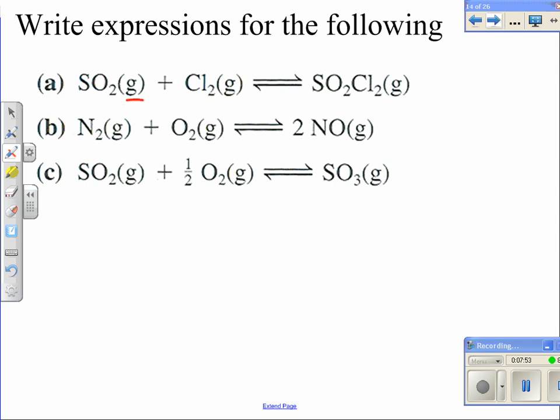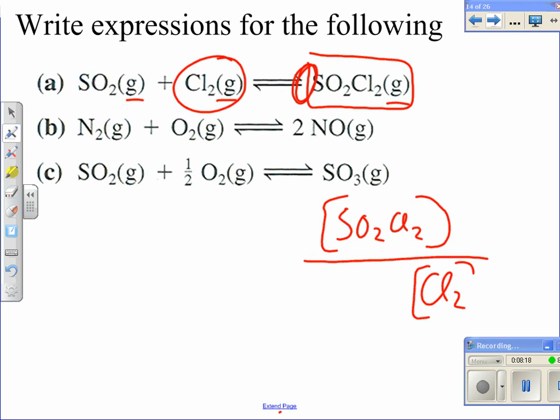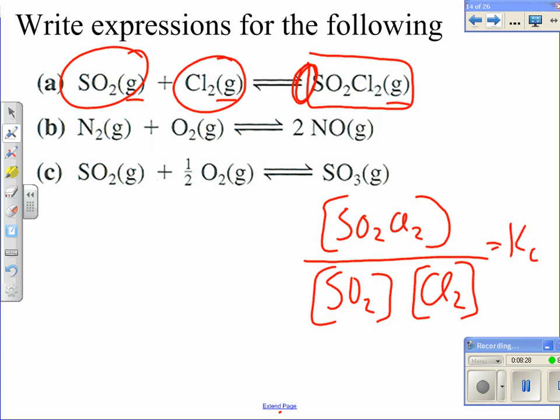Now, here are some K expressions that you should be able to do. Products over reactants. If you look, this is homogeneous equilibria. So what do I do? I take the product, which is right here, SO2Cl2. I put the concentration of SO2Cl2 as a gas in brackets. The coefficient for it is 1, so I don't really write the 1 there, but technically we assume it's 1. On the bottom, what am I going to do? I'm going to take the Cl2. Cl2 goes in brackets. Remember that brackets mean molarity. SO2, put that in brackets, goes on the bottom. And that's going to be equal to Kc, which is the K for concentration.